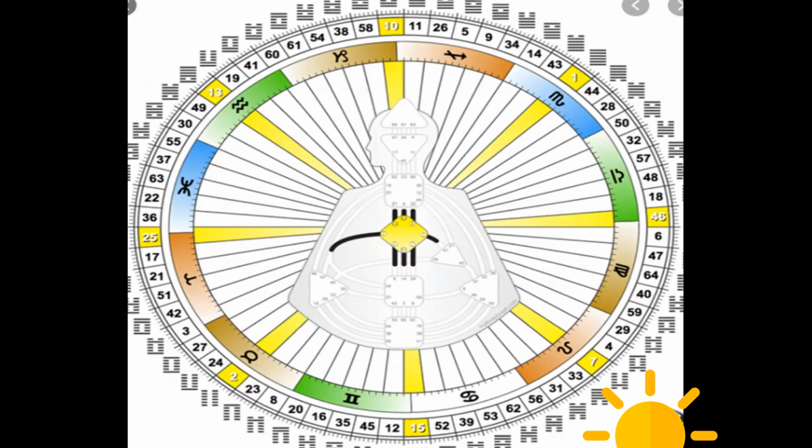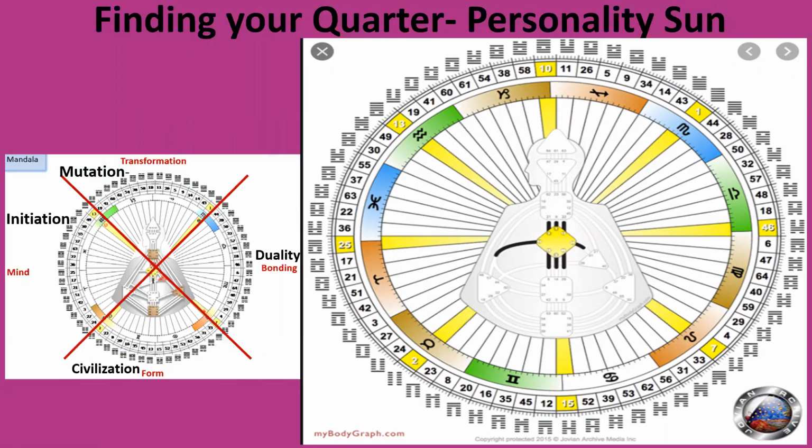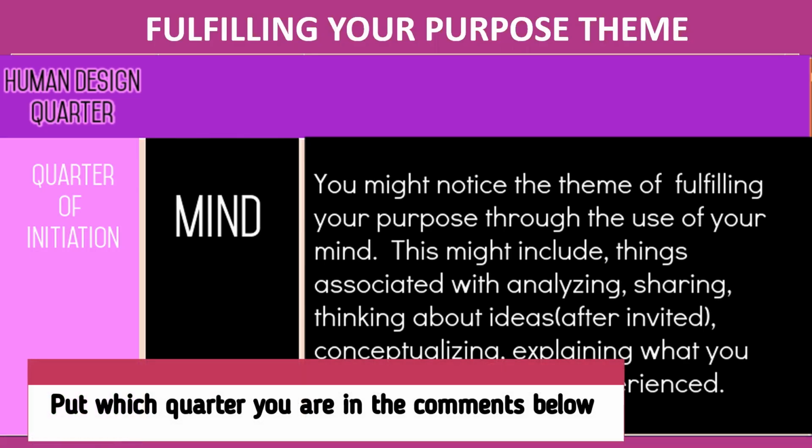The cross that you're in is basically where your personality sun is born into, and each one of these quarters creates a powerful theme in your life. And it definitely is true for me. So let's dive into it and see if it's true for you guys too. We'll go through each one of these crosses. The wheel. Who's in initiation?